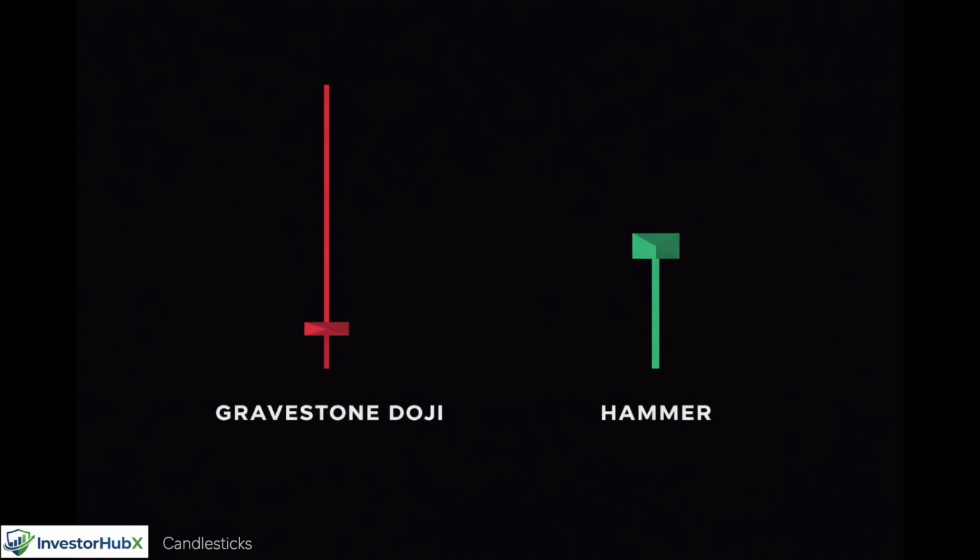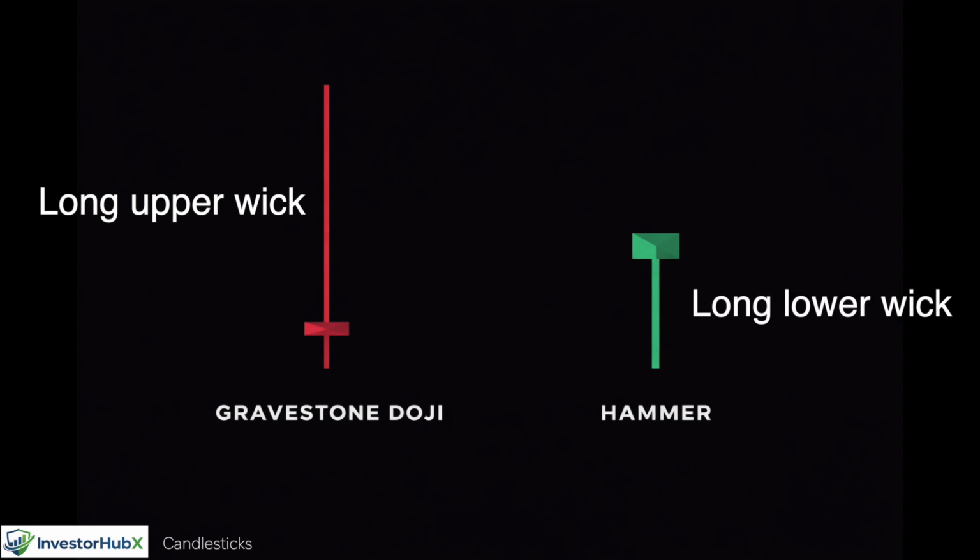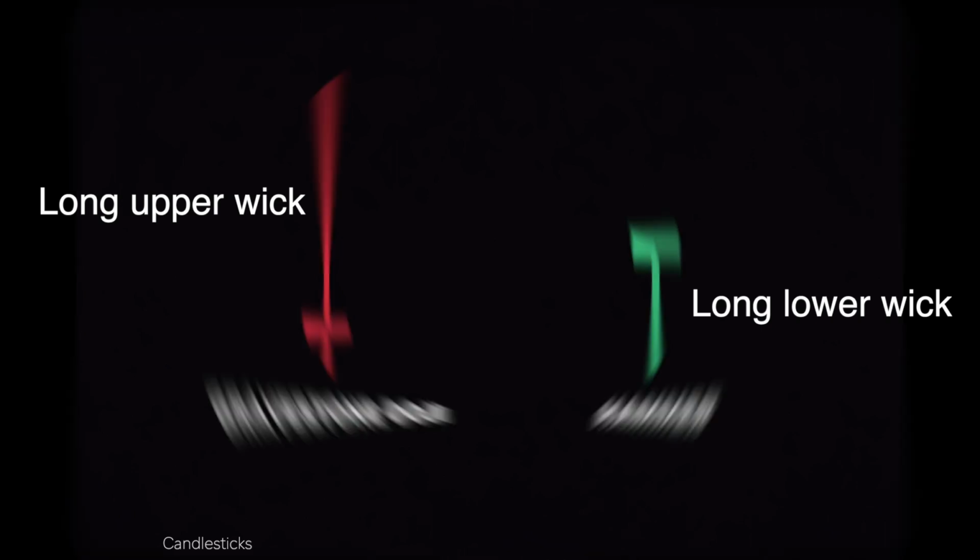Wicks show where price tried to go, but didn't stay. A long upper wick means price was pushed higher, then rejected by sellers. A long lower wick means price was pushed lower, then rejected by buyers. The candle body shows where price finally settled. Together, the body and wicks show the battle between buyers and sellers.